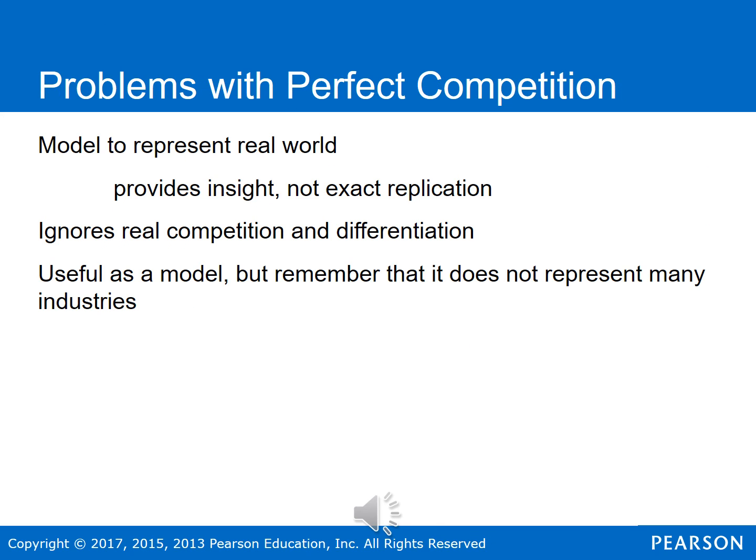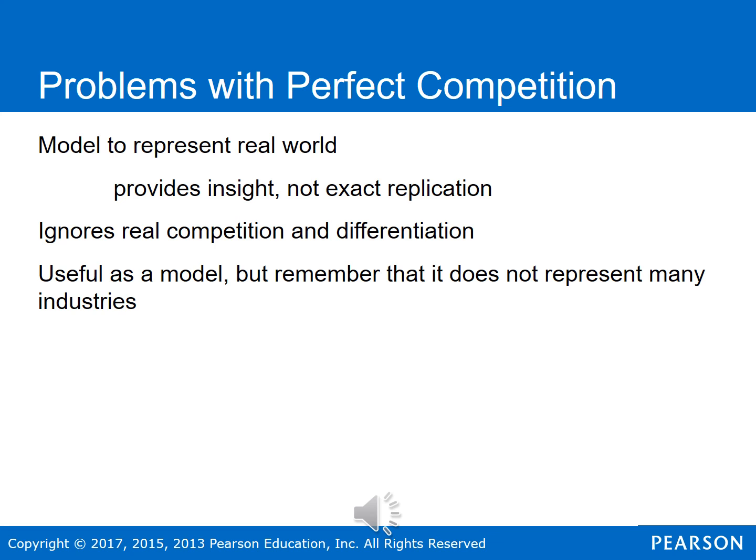Now, there are some shortcomings of the perfect competition model that I want to discuss before the end of the chapter. Perfect competition is an abstraction from reality. Models are meant to deepen our understanding of different processes or different things that are going on in our economy, but they simplify the real world. They make assumptions and they ignore some things in order to make it possible to work with, and so we have sort of intuitive results. So perfect competition provides some insight, but it's important to remember that it's not an exact replication of the real world.